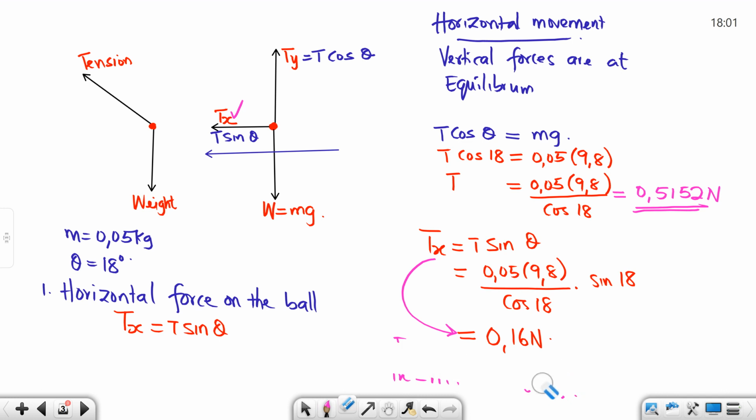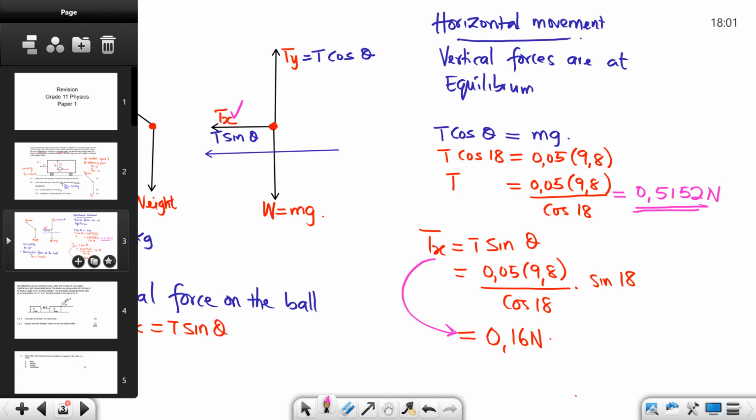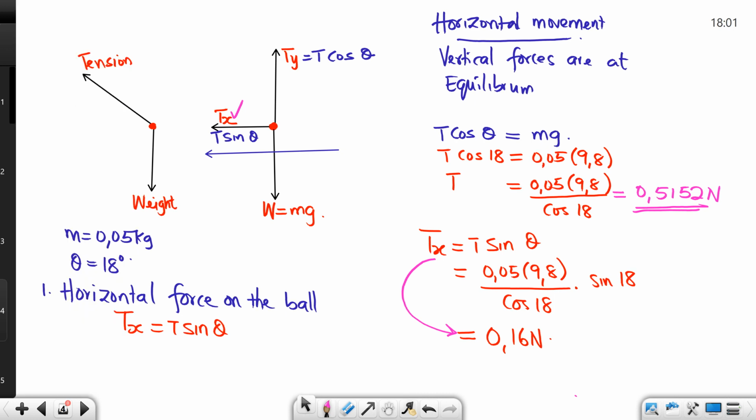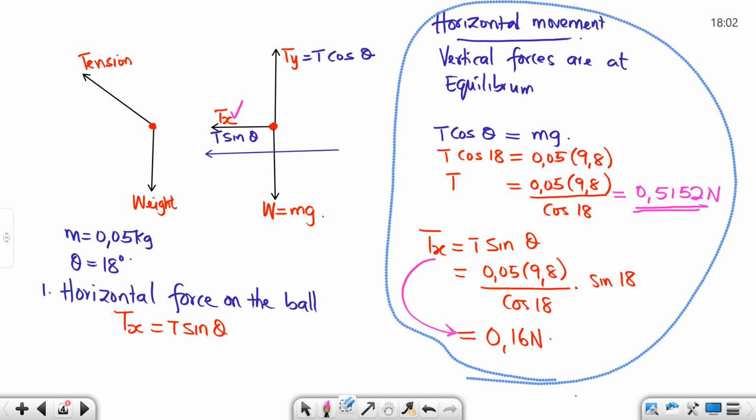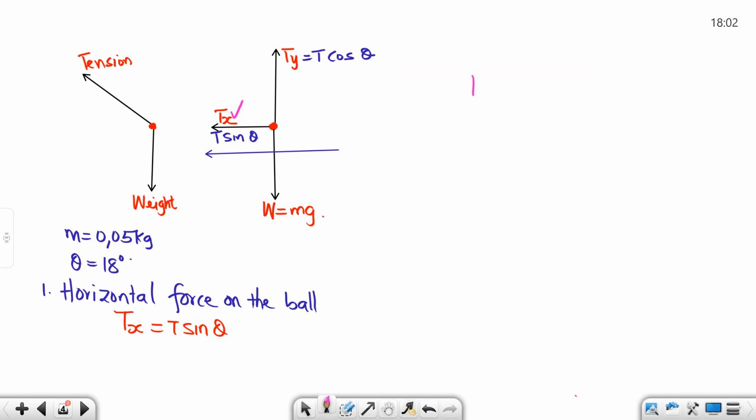Let me claim this and go to a different page. I want us to get what we got. Tension is 0.5152. But horizontal component is 0.16. So if I am looking for, what am I looking for now? Acceleration. Let's create a different page quickly. If I'm looking for acceleration, what would I have? I know that F net is equal to what? MA. But what is my F net?